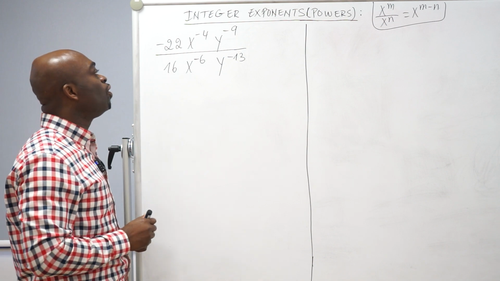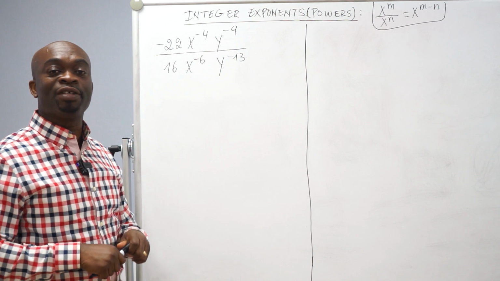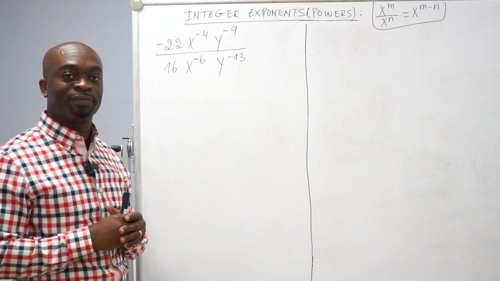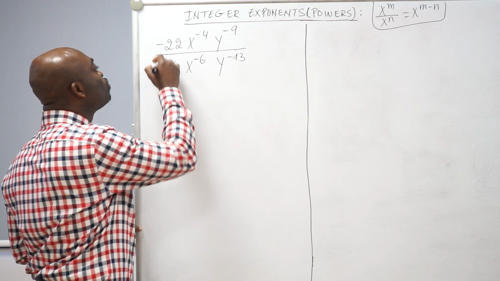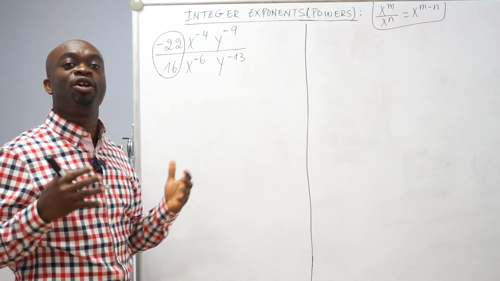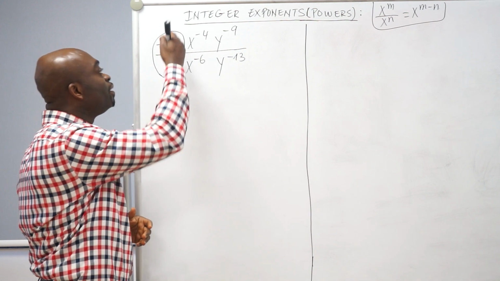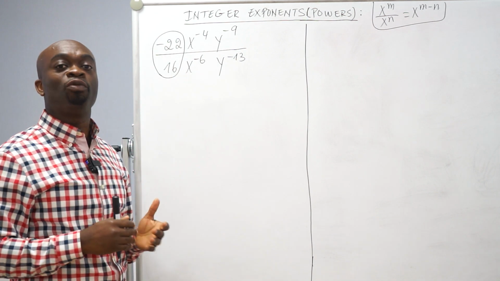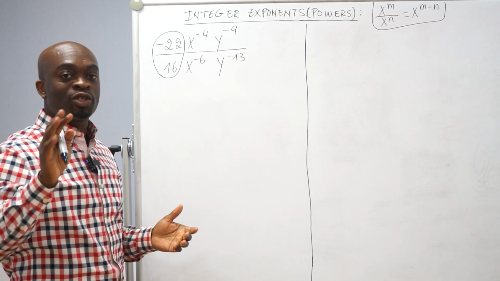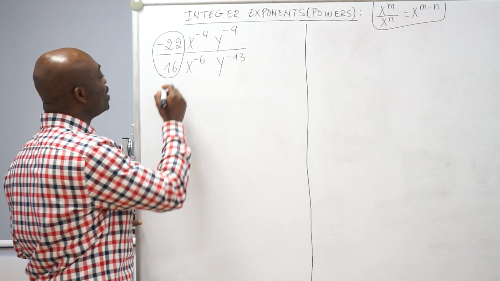Okay? So the way we're going to work with this to make life a lot easier is to work with like terms. That means we're going to take negative 22 and 16, which are numbers, constants, coefficients here, that we can deal with separately. Okay? So let's go with that first, so we don't get confused. So what would that give us?